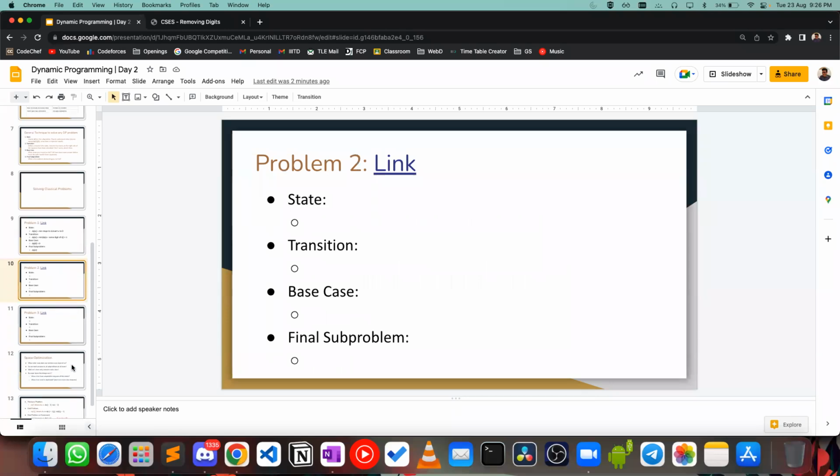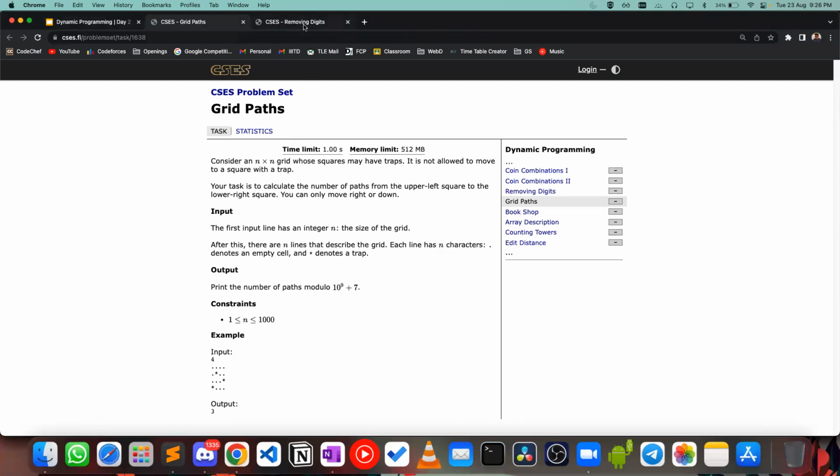Right? So let's solve one more problem. And are you guys getting the hang of DP somehow now? Or are you not able to understand anything?